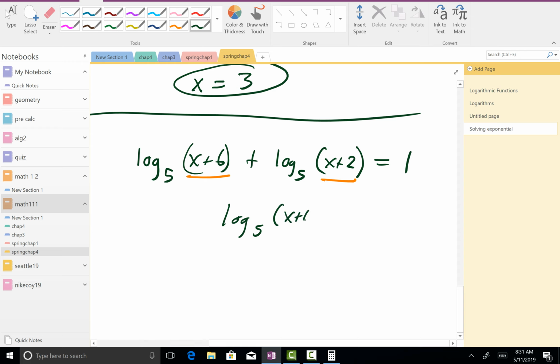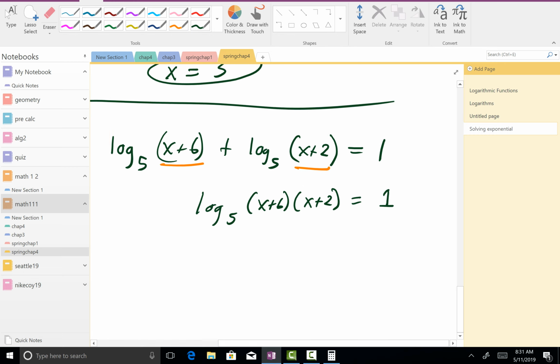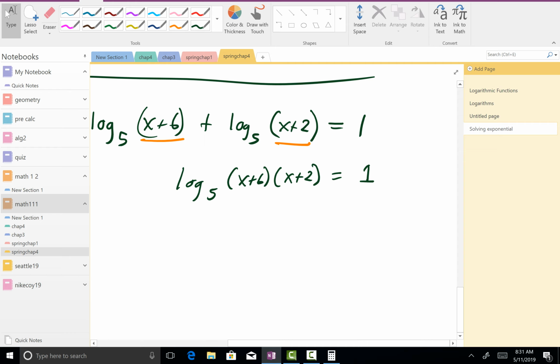And we'll multiply these. So whenever we add, we multiply. Whenever we subtract, we divide. Now, you think, well, this looks really dang complicated. So now what you're going to do is use that definition. So this base to this number is equal to here. So base, the output becomes the input.